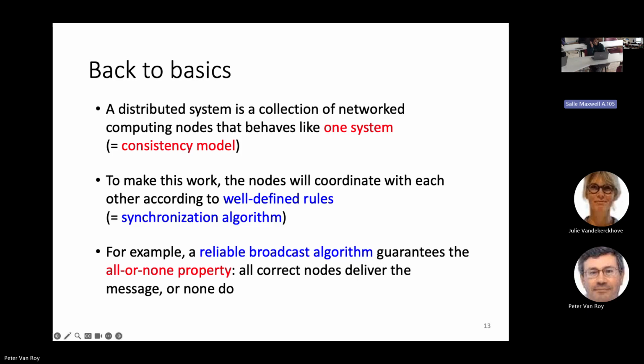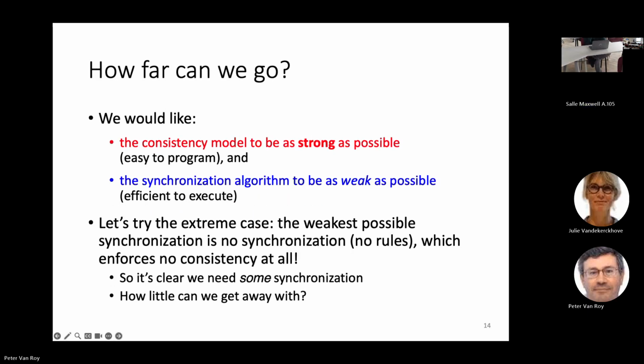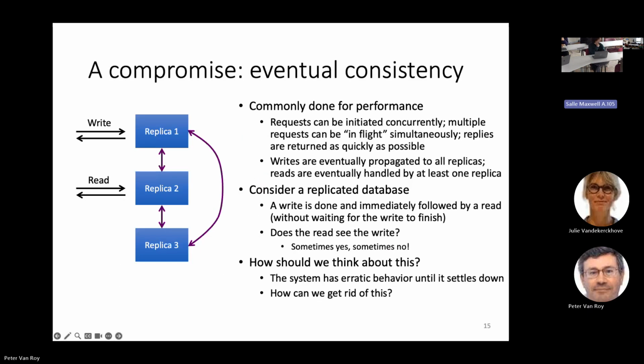But how far can we go in general, okay? So we want the consistency model to be very strong for that, because that's easy to program, like linearizability. But we want efficiency, so we want the synchronization algorithm to be very weak. But we do need some, because if you have no synchronization, there's no consistency. So you do need some. What's the least that we can get away with? Okay. So here's an approach that's used a lot still in industry.